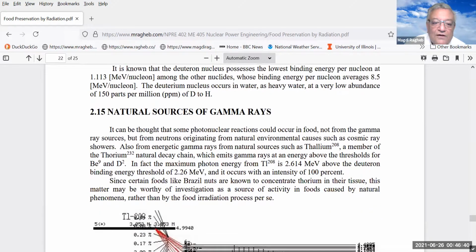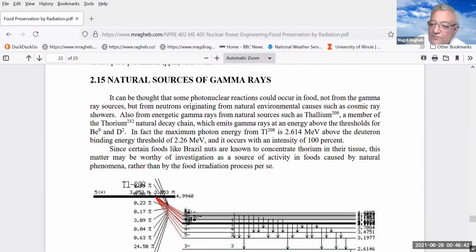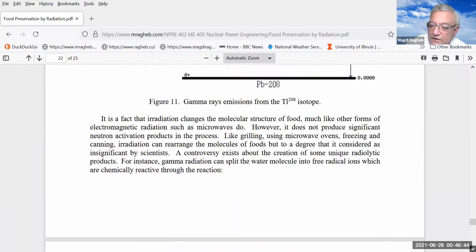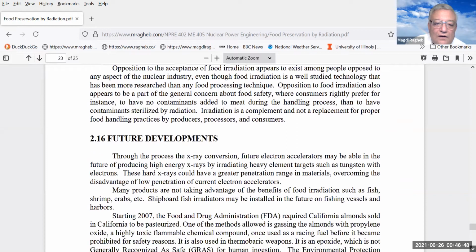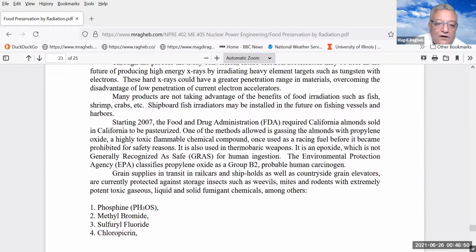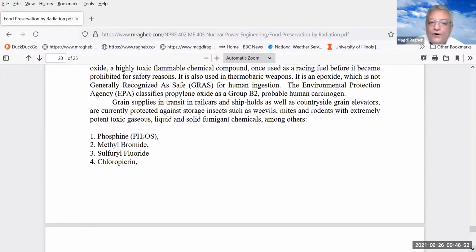We may use sometimes natural sources of gamma rays like thallium-208 in the decay chain of uranium that is not being used. And I am talking here about future developments for those of you who are entrepreneurial and want to find some interesting topic to develop new technology.